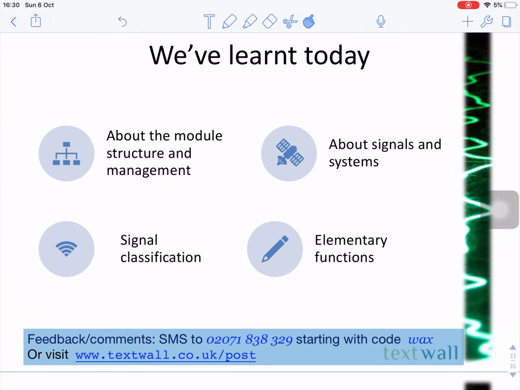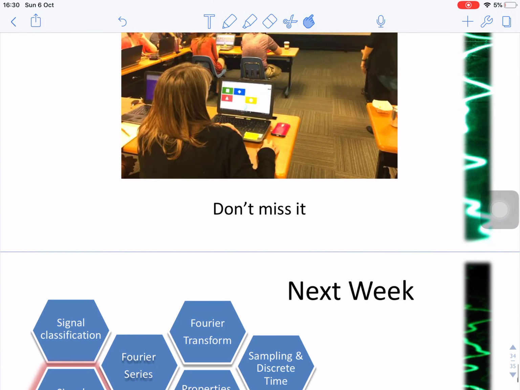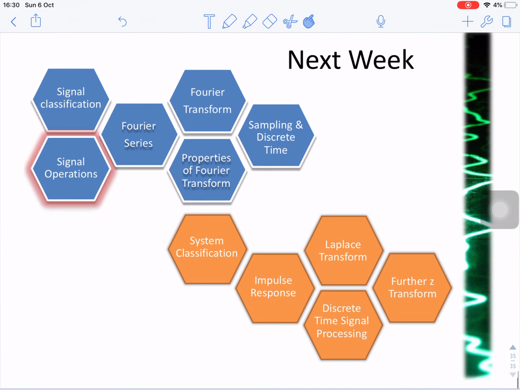So what have we learned today? We have learned about the module structure and management, and we learned about signals and systems. We learned about signal classification, and we learned about elementary functions. Next week, we're going to talk about signal operations.